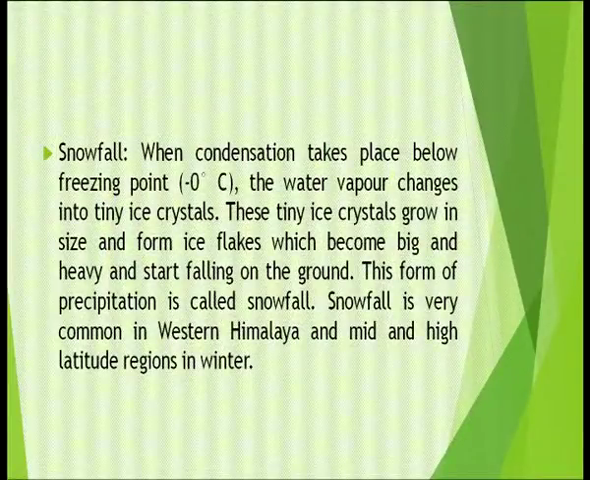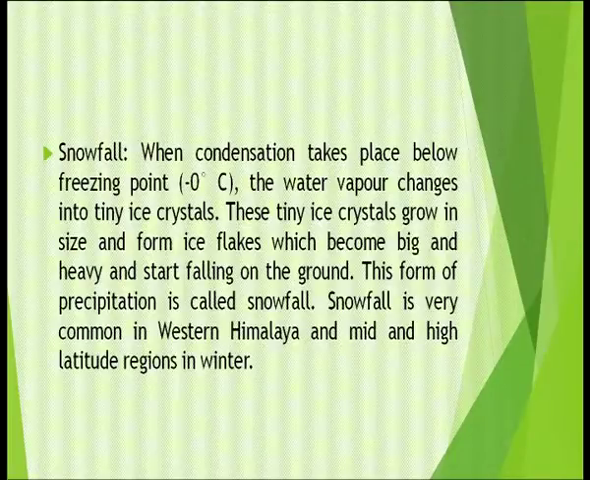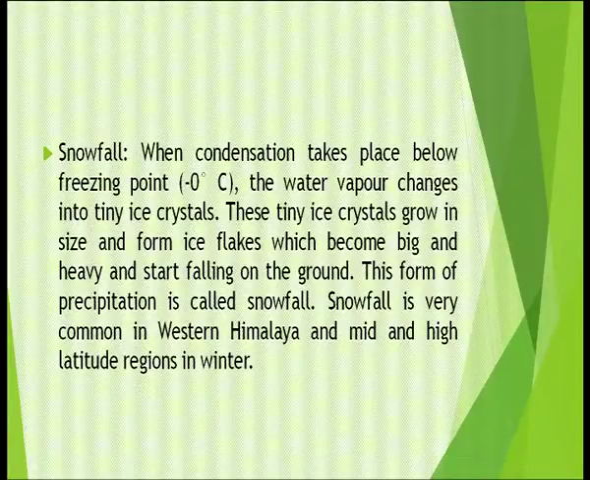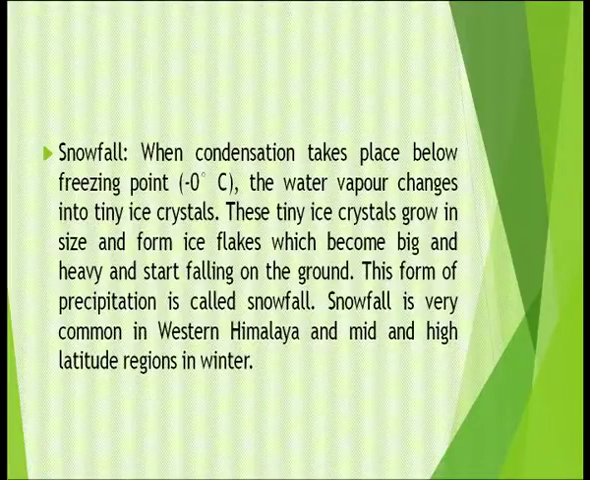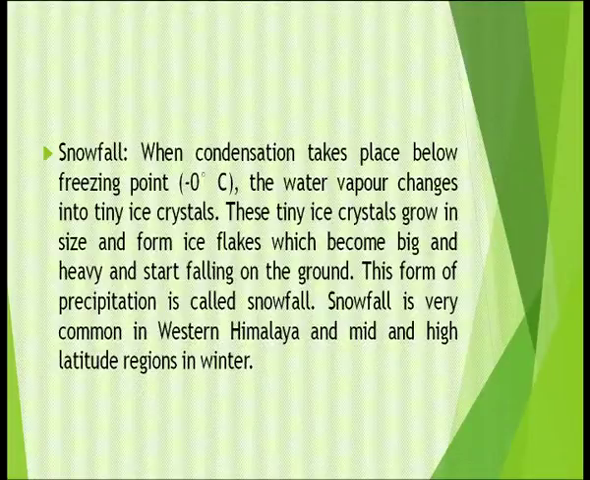Snowfall is when condensation takes place below the freezing point. The water vapor changes into tiny ice crystals. These tiny ice crystals grow in size and form ice flakes, which become big and heavy and start falling on the ground. This form of precipitation is called snowfall. Snowfall is very common in western Himalayas and the mid and high latitude regions in the winter.